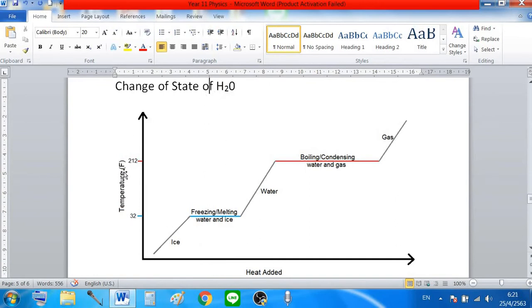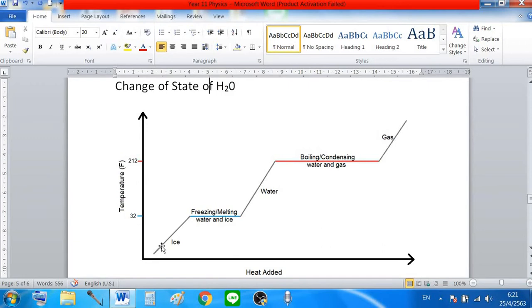So here we have temperature. This graph is in Fahrenheit. Just know that 32 degrees Fahrenheit is 0 degrees Celsius. 212 degrees Fahrenheit is 100 degrees Celsius. So this is the freezing point or melting point of ice or water, and this is the boiling point of water, or the condensation point of a gas. And then we see this direction, we are heat added. So this is increasing the heat, the amount of heat. So here we have ice, and it starts out at a temperature below 0 degrees Celsius.